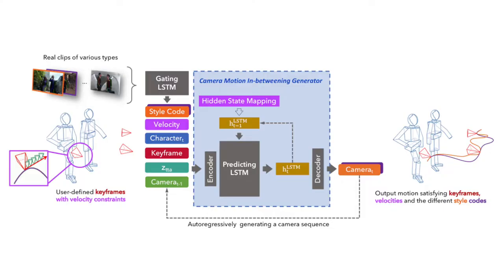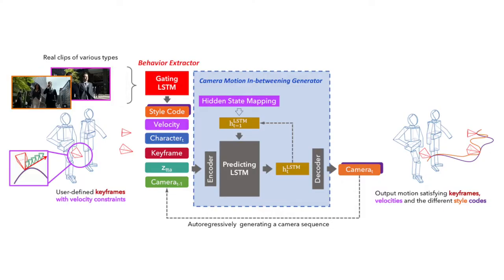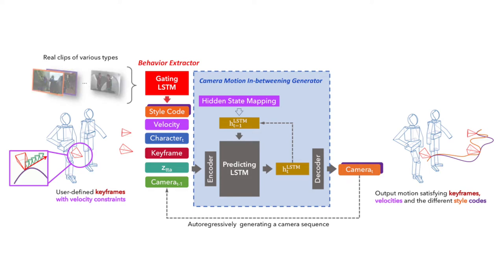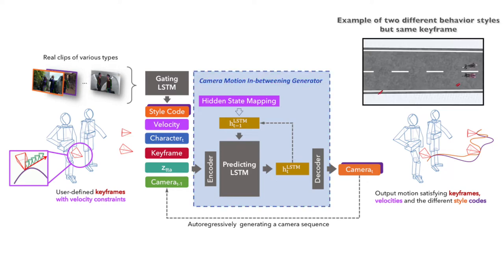Our method includes two parts. First, a gating LSTM extractor, which learns a low-dimensional camera behavior representation as a style code from given example clips. Second, a camera motion in-betweening generator that incorporates the learned style code together with user-defined keyframe constraints and 3D content to achieve a camera trajectory aware of both specified behavior and keyframes.